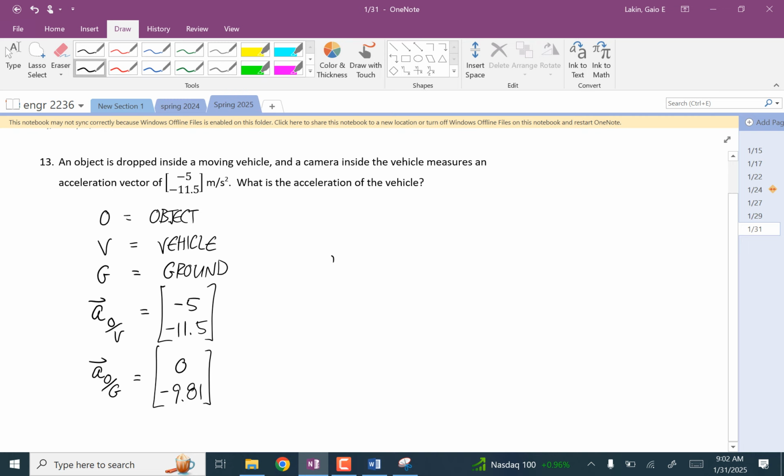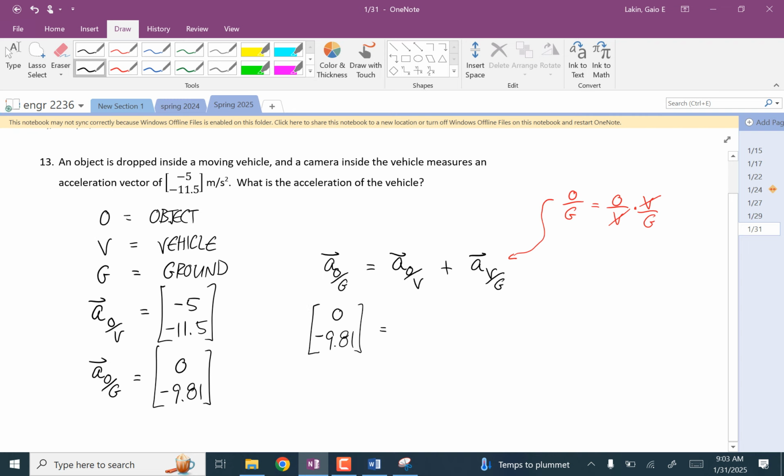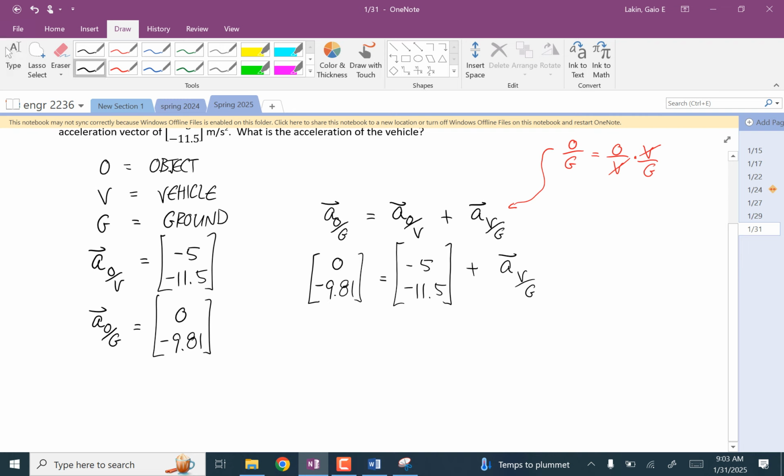The relative motion equation says the acceleration of the object relative to the ground is equal to the acceleration of the object relative to the vehicle plus the acceleration of the vehicle relative to the ground. And you can check that: does this hold, this fraction multiplication? And it does. So we know that this is the right order for this relative motion equation. And so then we have 0, -9.81 is equal to -5, -11.5 plus the acceleration of the vehicle relative to the ground, which is what we're looking for. And now just do the algebra.